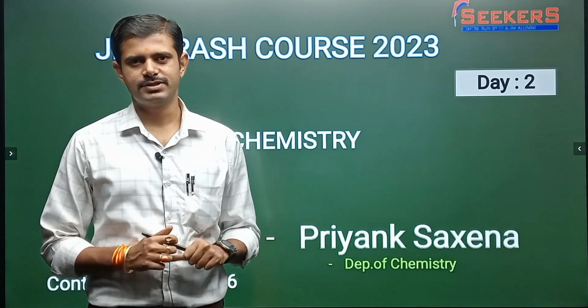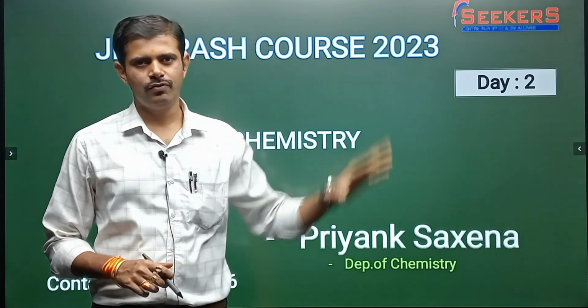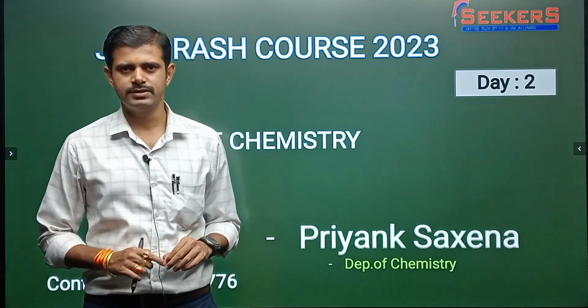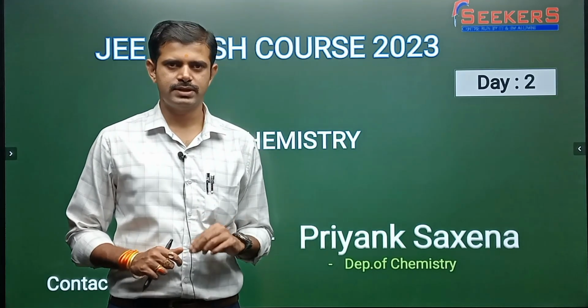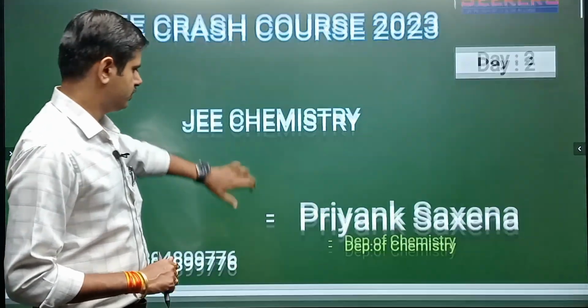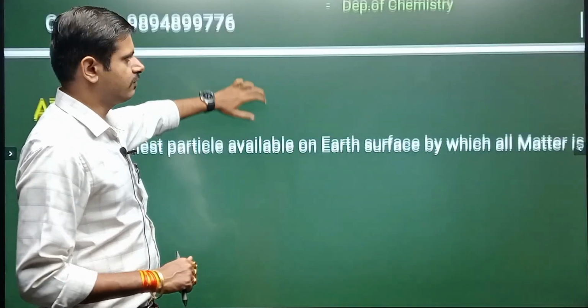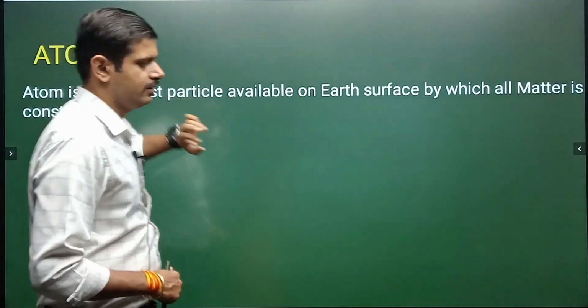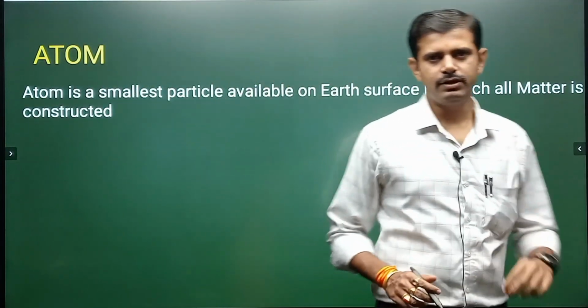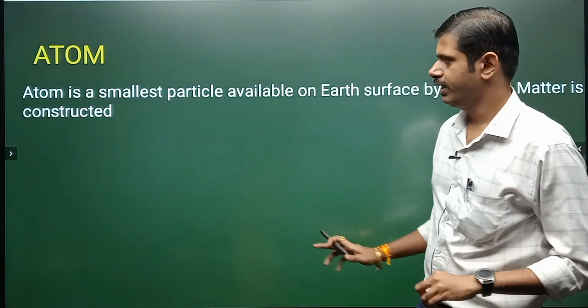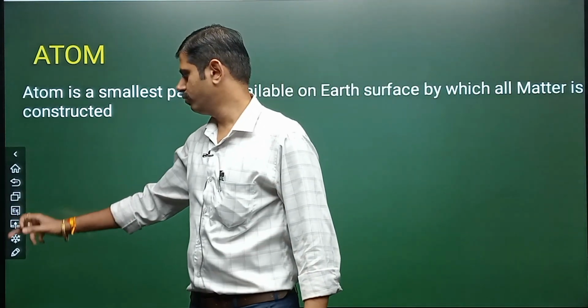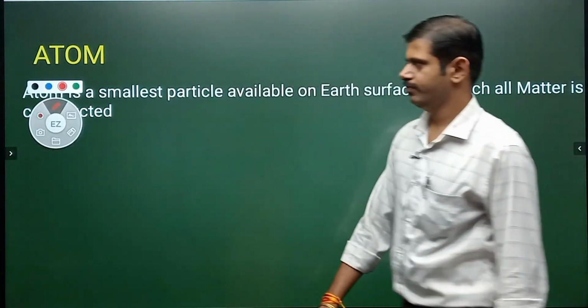Last class in this chemistry, we have seen a brief overview of the syllabus we are going to cover in this crash course. This time we'll see chapter number 1, Basics of Chemistry. In Basics of Chemistry, the number one thing which comes is atom. What is atom?